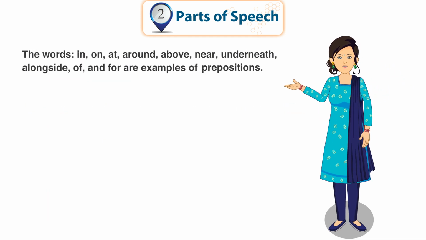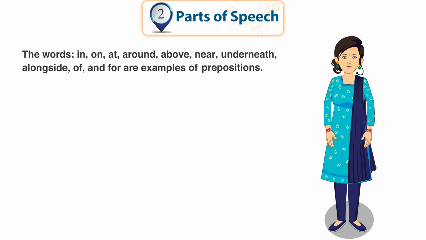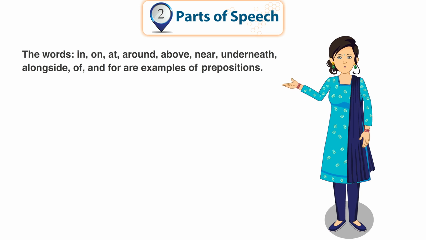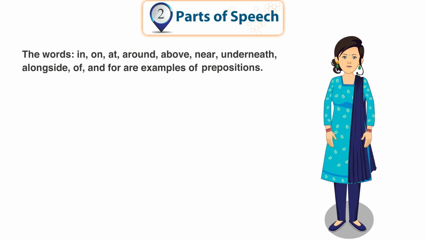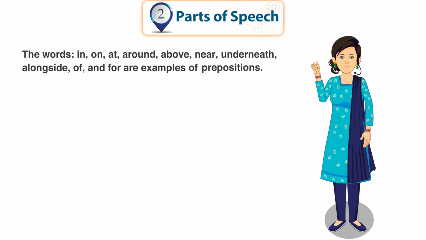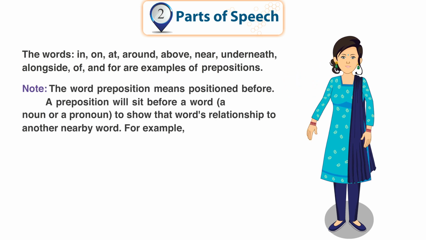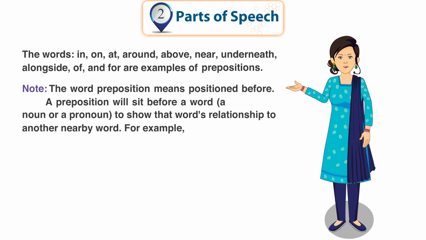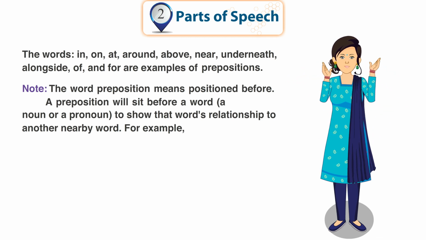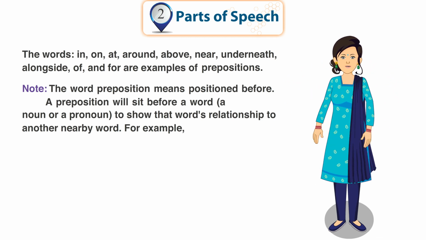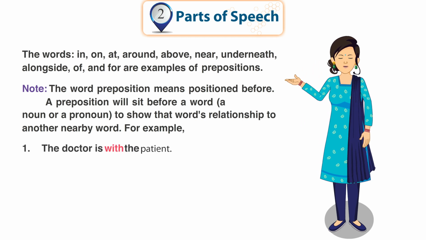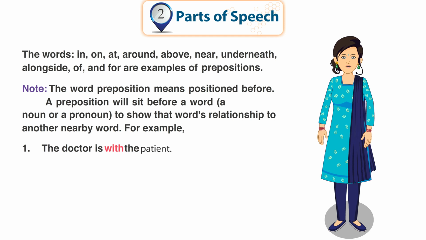The words in, on, at, around, above, near, underneath, alongside, of, and for are examples of prepositions. Note: the word preposition means position before. A preposition will sit before a word, a noun, or a pronoun to show that word's relationship to another nearby word. For example, the doctor is with the patient.